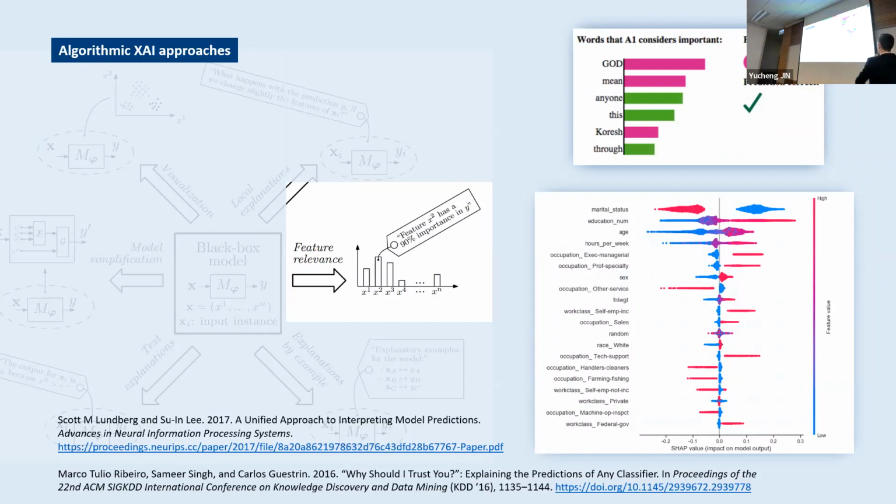We can also have more complex diagrams where for each instance, we do the same thing, and then we plot all the instances, and then you get these quite nice diagrams. These are Lime and Shap.